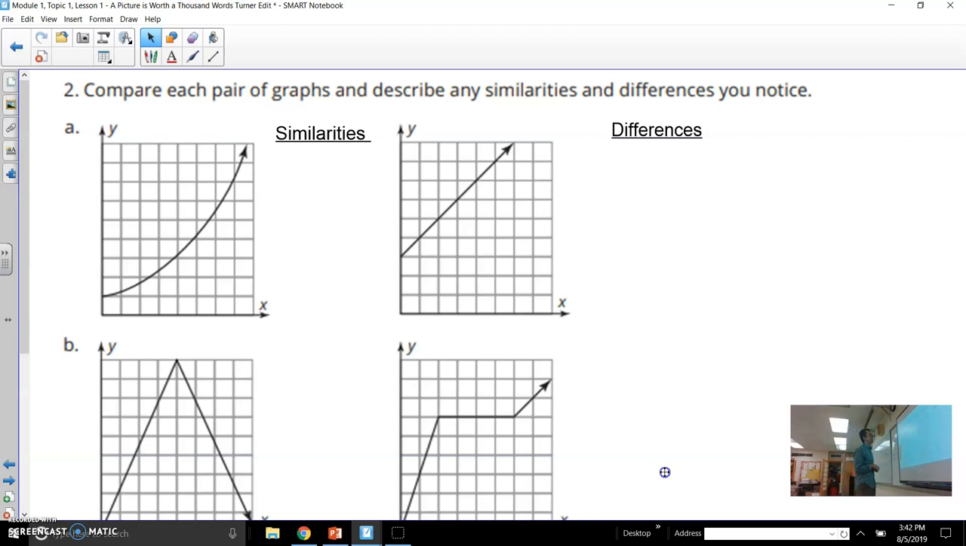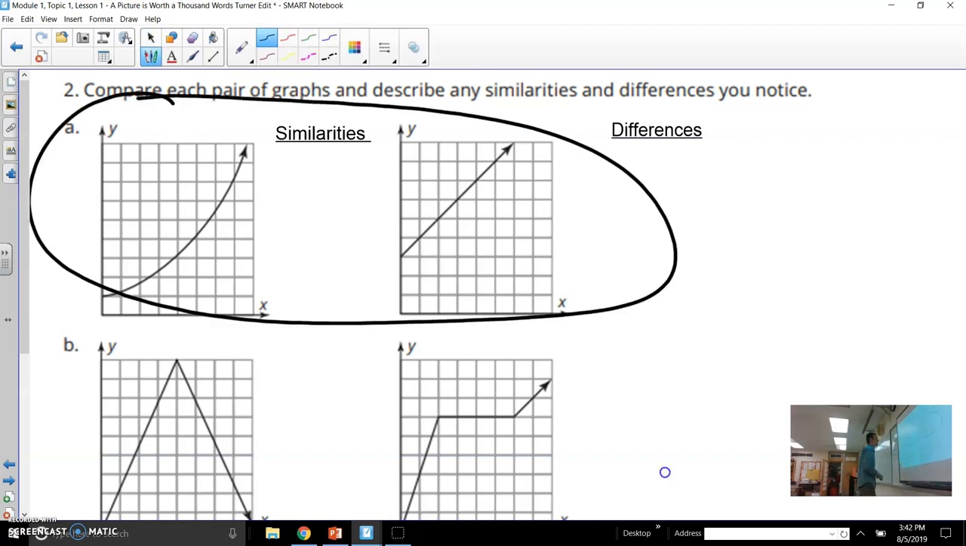Number 2, compare each pair of graphs and describe any similarities and differences you notice. So I'm going to let you work on this on your own, but I want you to look at A and B. And we're going to look at each graph from left to right.